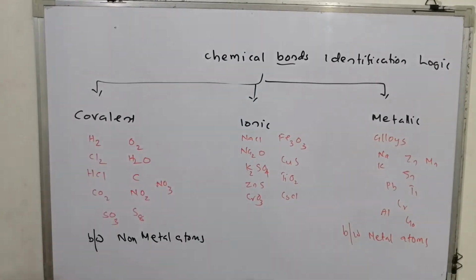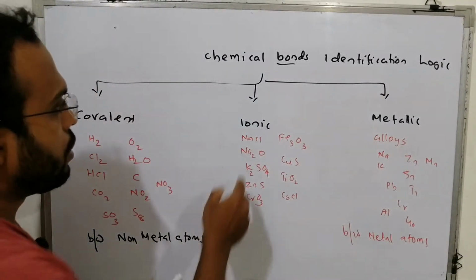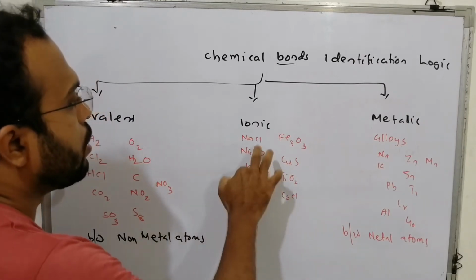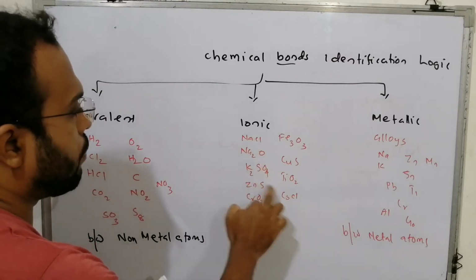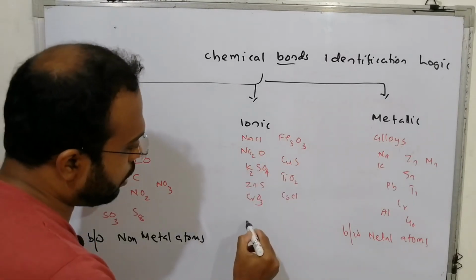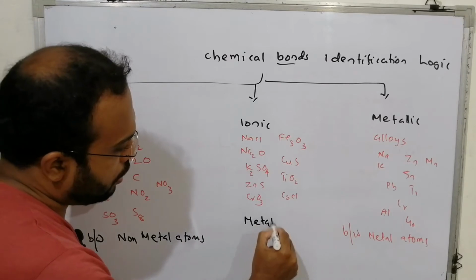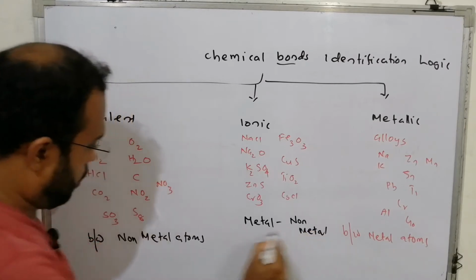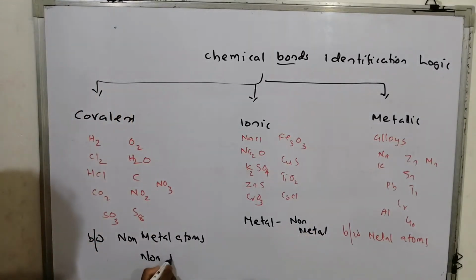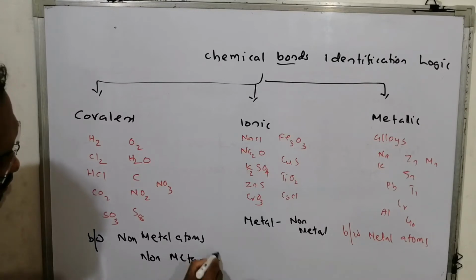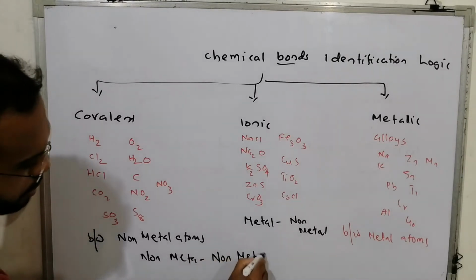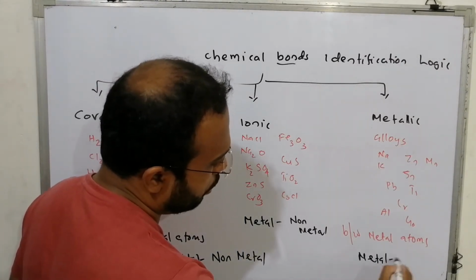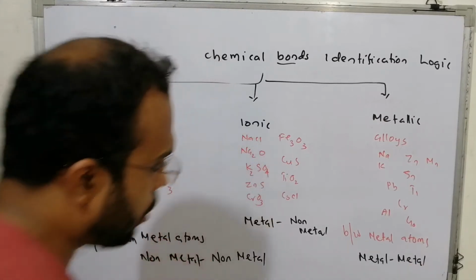Now you classify here. These left sides are metal. Right sides are non-metal. Therefore, ionic bond is generally between metal and non-metal. This is non-metal non-metal interaction. This is metal non-metal interaction. This is metal metal interaction. Fine?